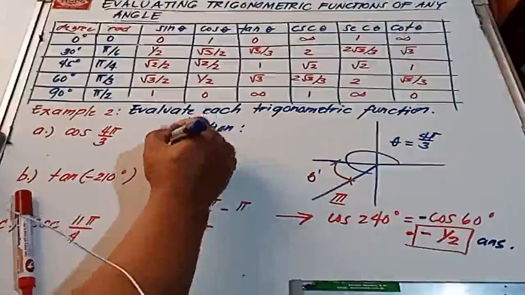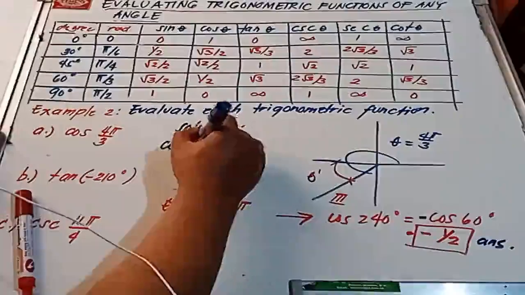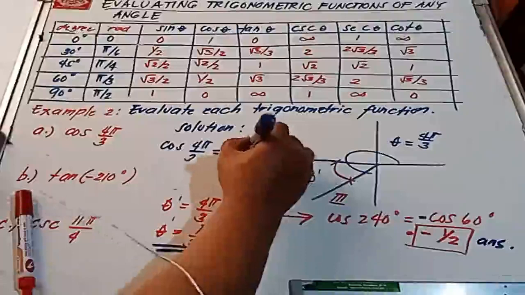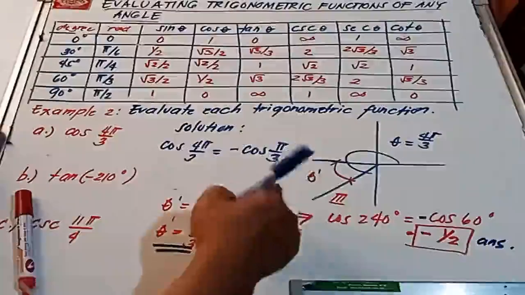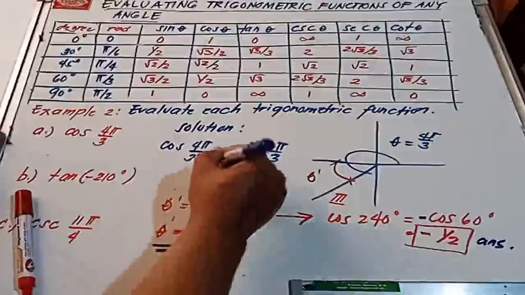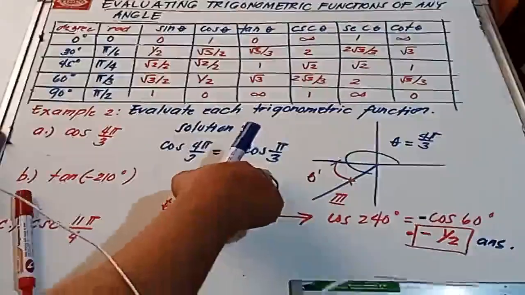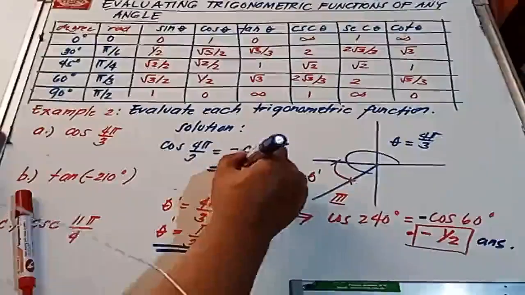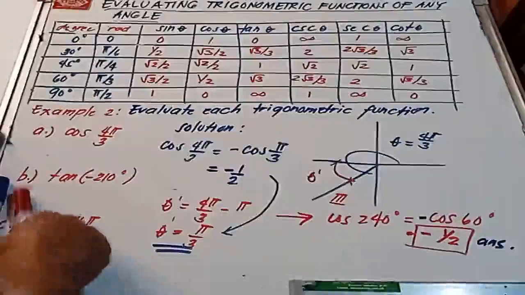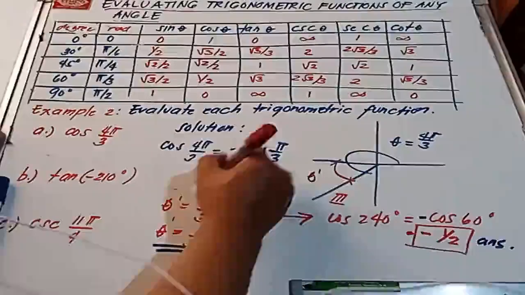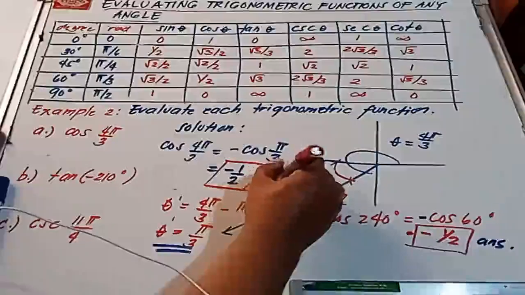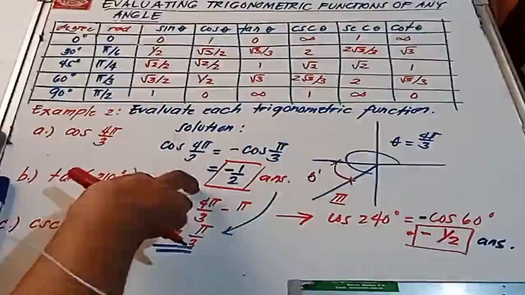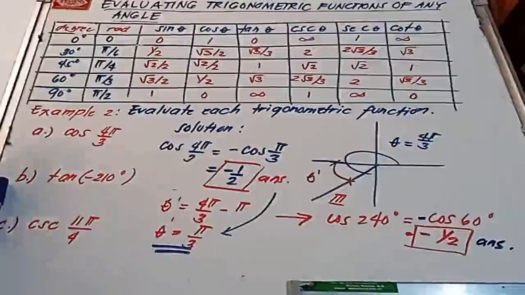So, cosine 4 pi over 3 is the same as negative cosine pi over 3. Ayun. Okay ha, ganon ha. And cosine pi over 3 is, pi over 3 is here. So, pi over 3 cosine is 1/2. So, our answer is negative 1/2. Okay, so this should be the appropriate solution for letter A, not this one. Pinakita ko lang sa inyo. Okay? So, ganito dapat. So, that will be example 2, letter A.